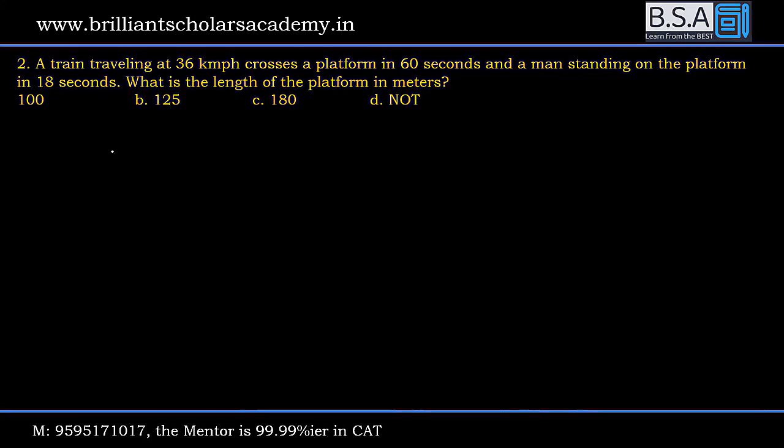Try. A train traveling at 36 kilometers per hour crosses a platform in 60 seconds and a man standing on the platform in 18 seconds. What is the length of the platform in meters? You can answer this in 60 seconds if you are good with observations.